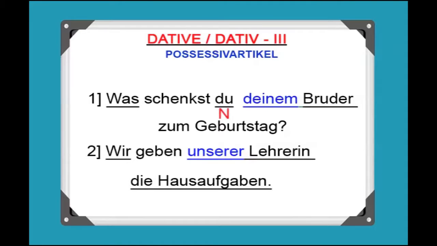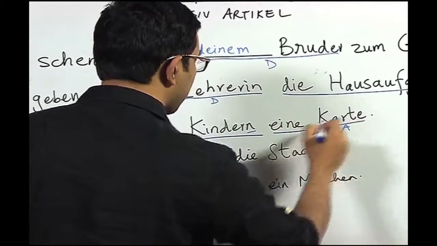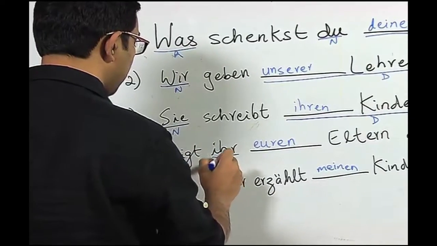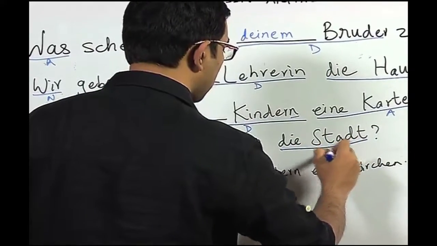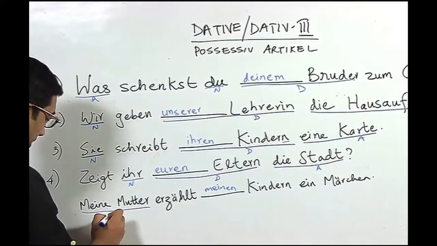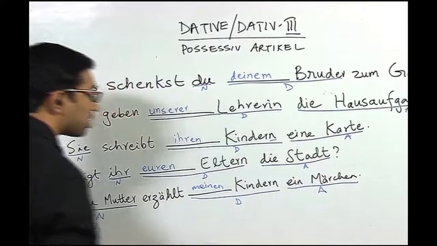So, we have in the first sentence, was schenkst du, which is nominative, deinem Bruder, that is dative, and we have the accusative was. Now, in sentence number 2, we have wir as nominative, we have unserer Lehrerin as dative, and we have die Hausaufgaben as accusative. In sentence number 3, we have sie as nominative, we have ihren Kindern as dative, and eine Karte as accusative. In sentence number 4, we have the nominative, the pronoun ihr, euren Eltern as dative, and die Stadt as accusative. Now, in sentence number 5, we have meine Mutter, which is nominative, we have meinen Kindern, which is dative, and ein Märchen, which is accusative.